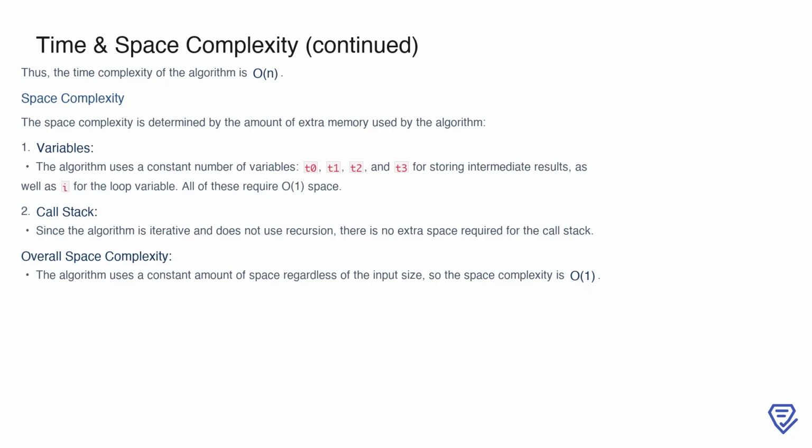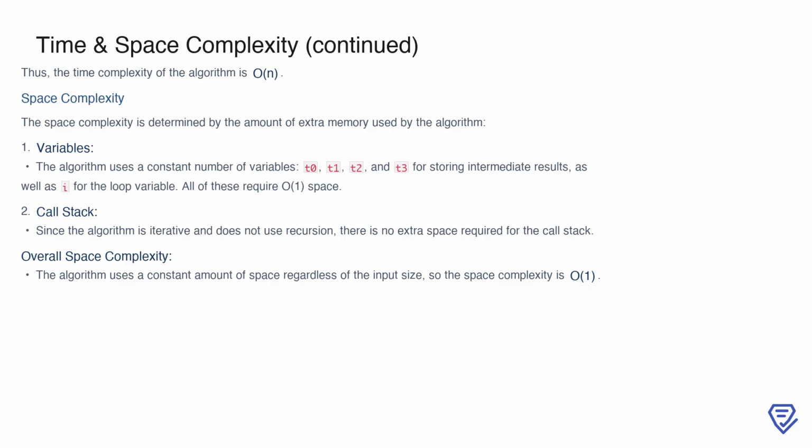The time complexity is dominated by the iterative loop, which runs for n minus 2 iterations, performing constant time operations in each iteration. This leads to a total time complexity of O(n). For space complexity, the algorithm only uses a fixed number of variables, regardless of the input size, resulting in O(1) space usage. When comparing this to the brute force approach, the iterative method is exponentially faster in terms of time and significantly more efficient in terms of space.